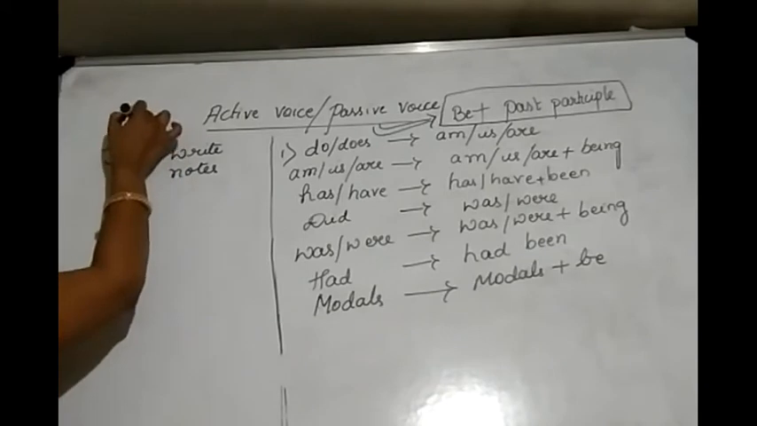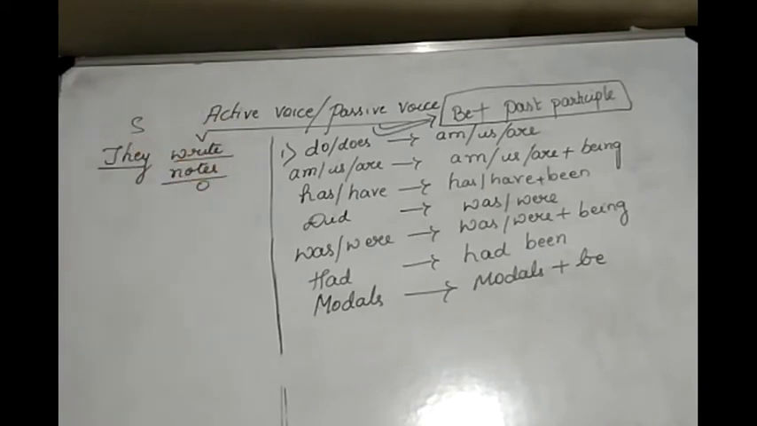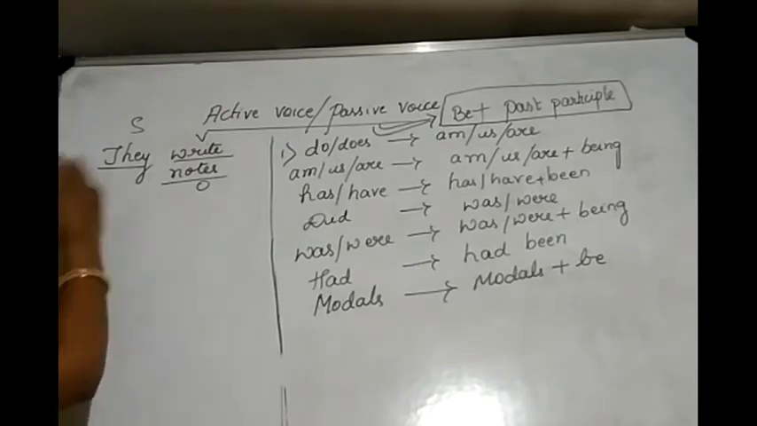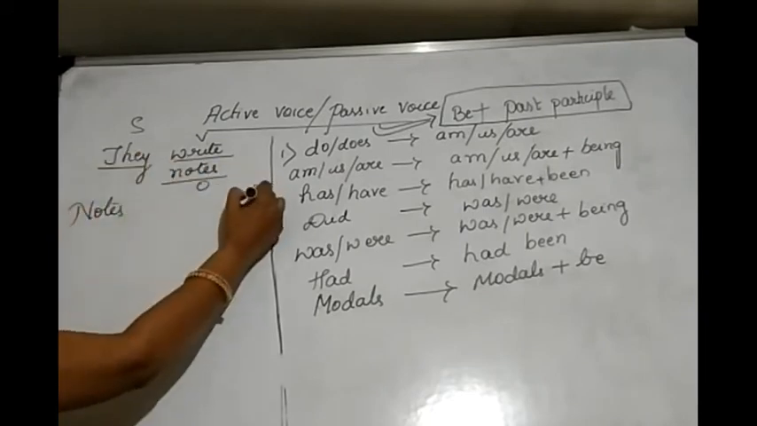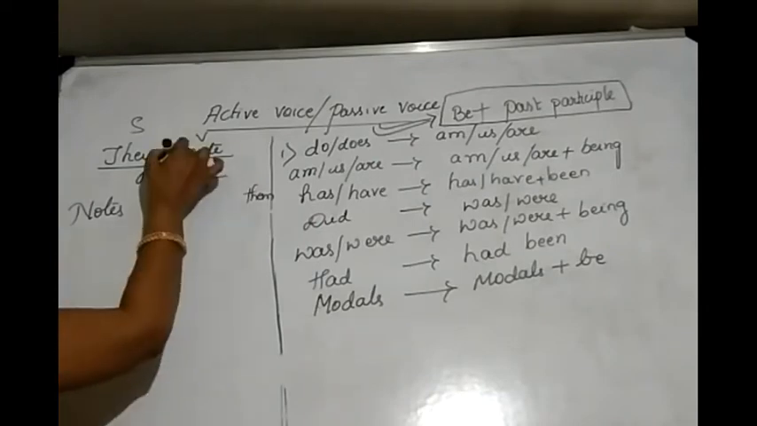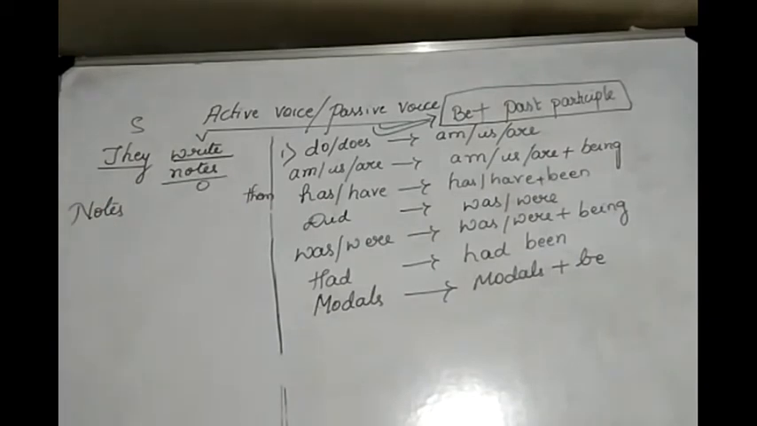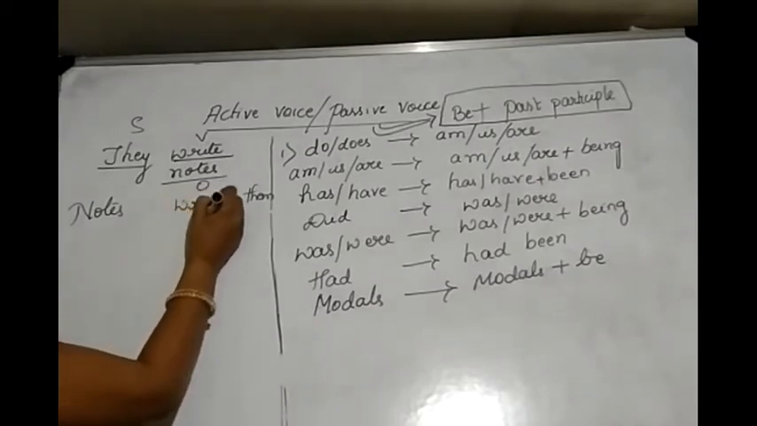First rule is subject, verb, object. So you have to find out subject, verb, object. Second rule, reverse. Notes and they becomes them in the object position. I gave a note on this. Then, which is the verb? Verb is write. Do you know the past participle of write? Past participle of write is written.